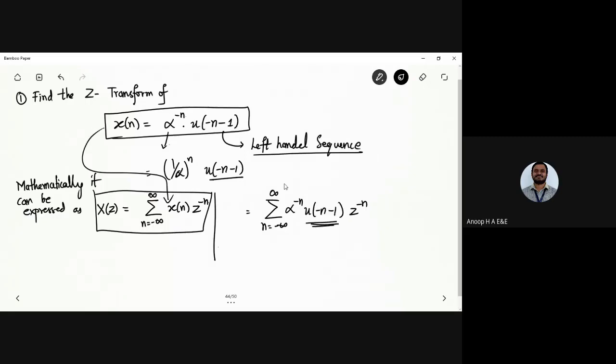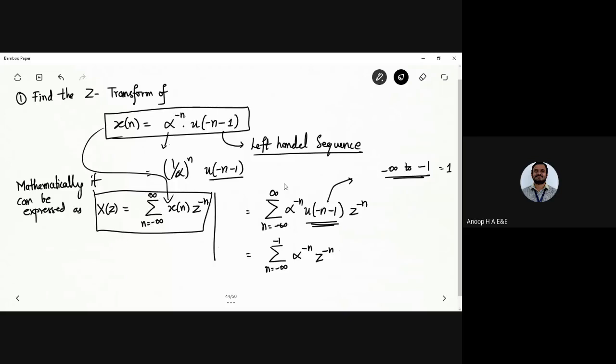So I have this u of minus n minus 1, whatever I have here. So this function would be valid. Its value will be equal to 1 only from minus infinity to minus 1. So not 0. Okay. So u of minus n minus 1, its magnitude would be equal to 1, that is from minus infinity to minus 1, and it is said to be unity. So n would be from minus infinity to minus 1. Okay. Alpha power minus n, z power minus n. Okay, so that's how I can express it.